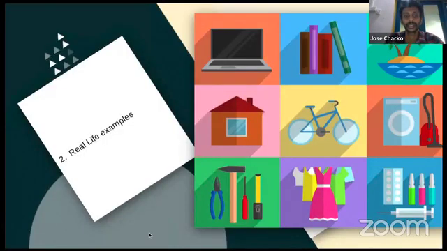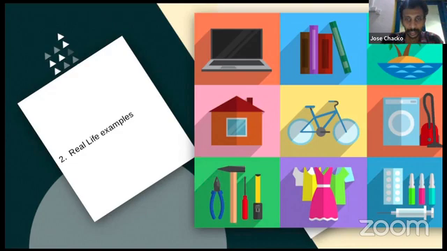And another way by which we can teach them the concept in detail is using real life examples. So whenever we use real life examples, students will have a feeling that this is something close to them, and they will have a clear understanding regarding the concepts and topics.